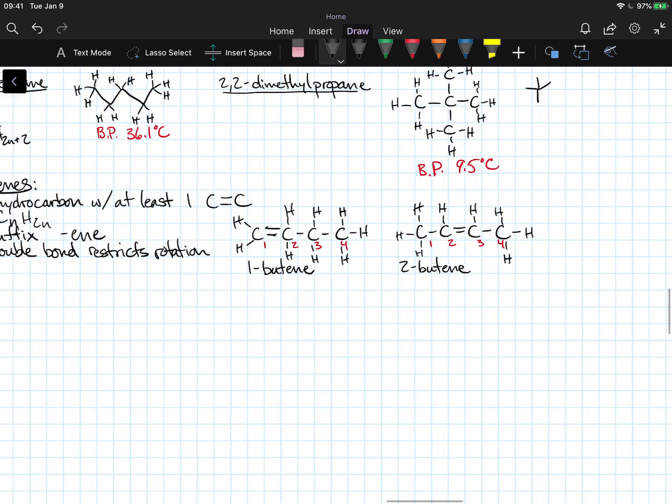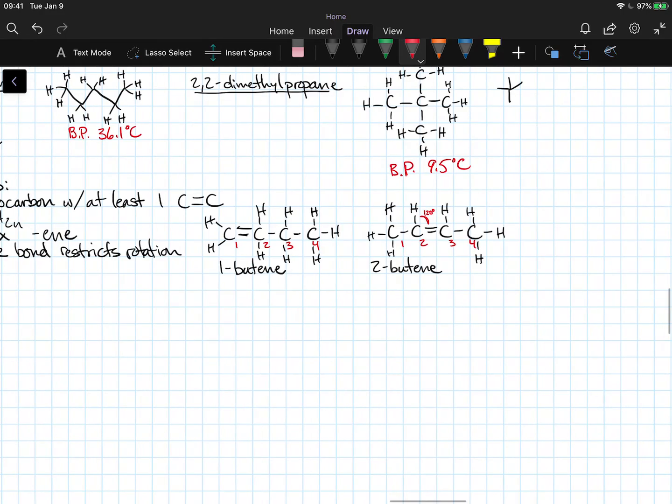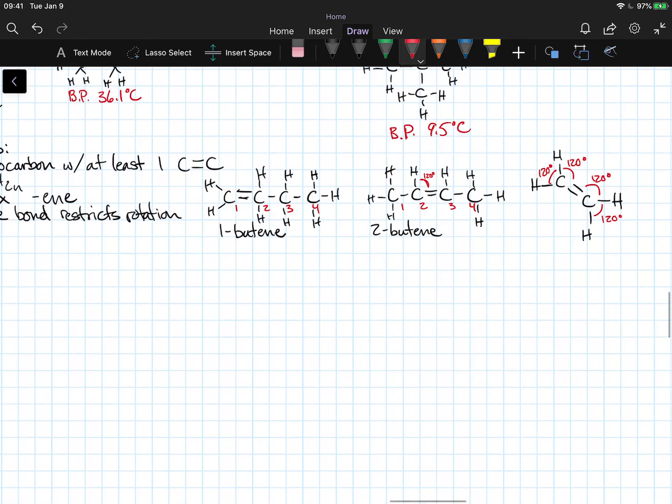Now remember, with a double bond, this geometry should be 120 degrees. They're going to be trigonal planar, or sp2 hybridized. So it's not actually what this looks like. If we were to draw the correct geometry, all of these would be 120 degrees from each other instead of 90 degrees like I've drawn them. So it's 120 all the way around.